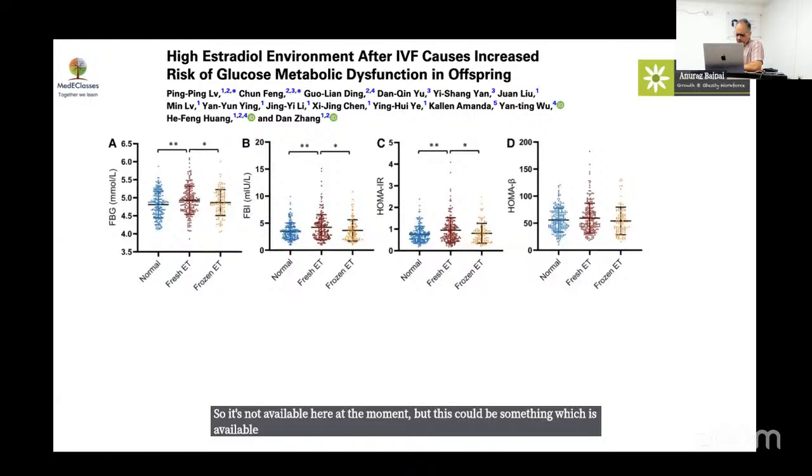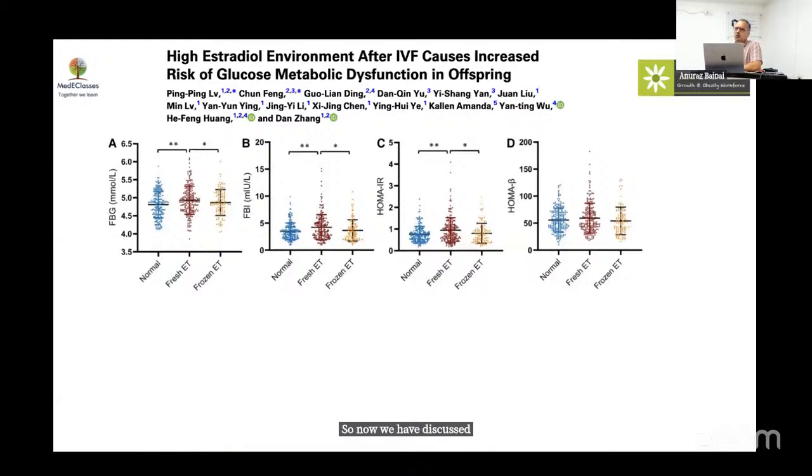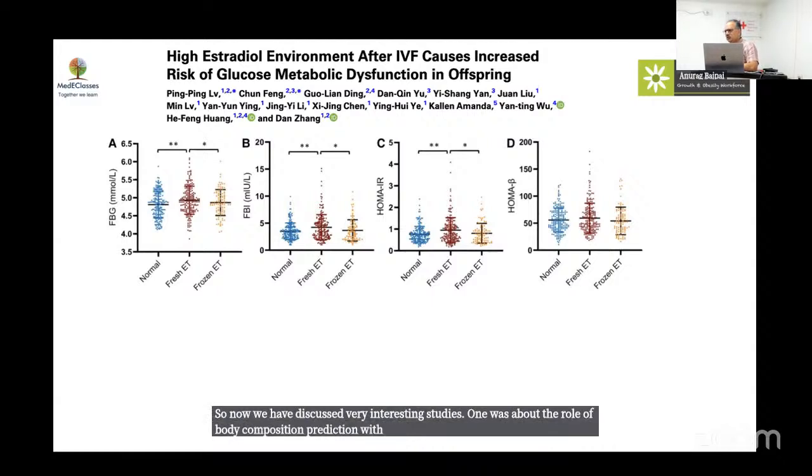So now we have discussed very interesting studies. One was about the role of body composition prediction with regards to insulin sensitivity, and then this novel therapy in terms of suppression of puberty with longer acting GnRH. I'll just go through a few flash news items which may help, and all of you can go and have a look at it. Most of them are going to come up in JCEM in the near future.